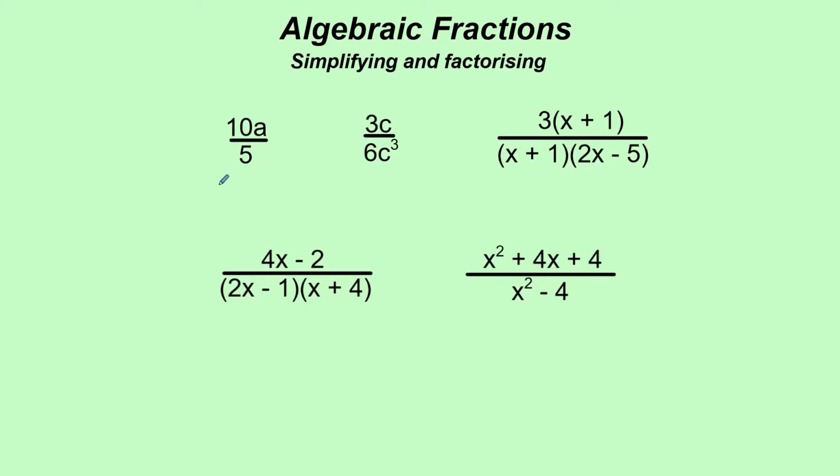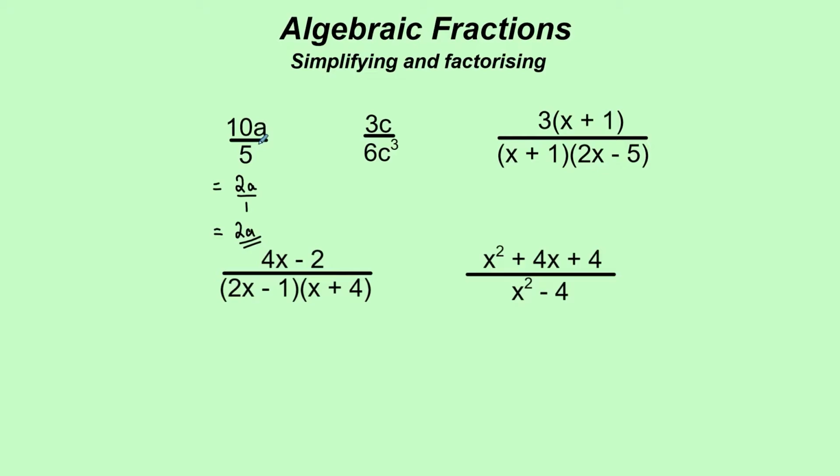So for this first question, we've got 10a over 5. Just like a normal fraction, we're looking at the numbers to see is there anything we can cancel down. They're both in the 5 times table, so we can divide both of the numbers by 5. That would give us 2a on top and 1 on the bottom. Now, you don't leave a 1 on the bottom of a fraction. That's just the same as 2a. So 2a divided by 1 is just 2a.